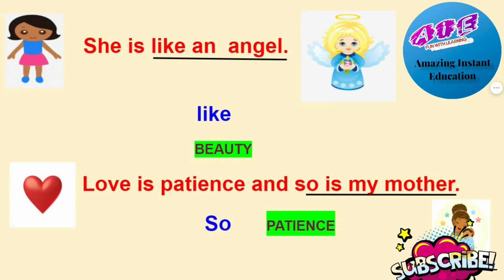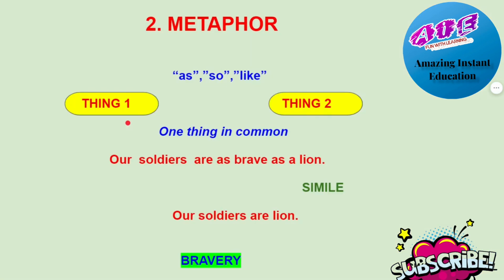Now let's see the next figure of speech, metaphor. So metaphor is a figure of speech that uses a comparison between two unlike things. These two things must have one thing in common. Now you might be thinking it is similar to a simile, but children, there is a subtle difference. While in simile, we use the word as, so, or like while comparing two things, in metaphor, we do not use such words.